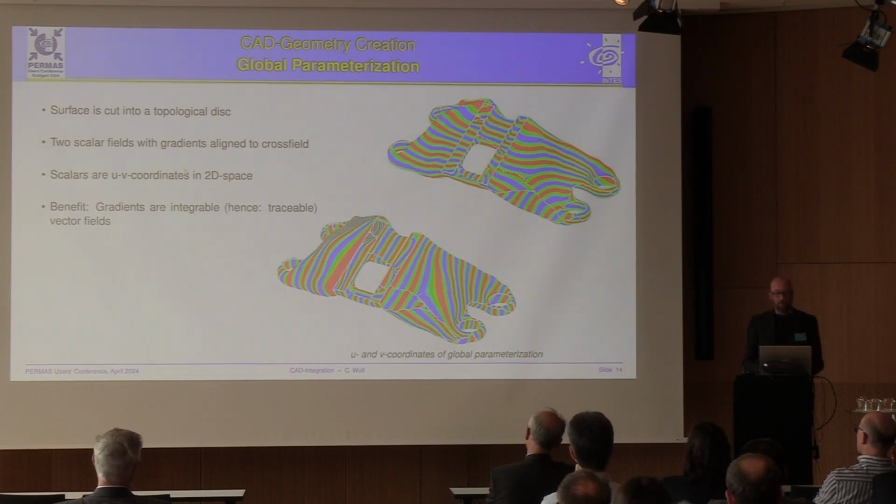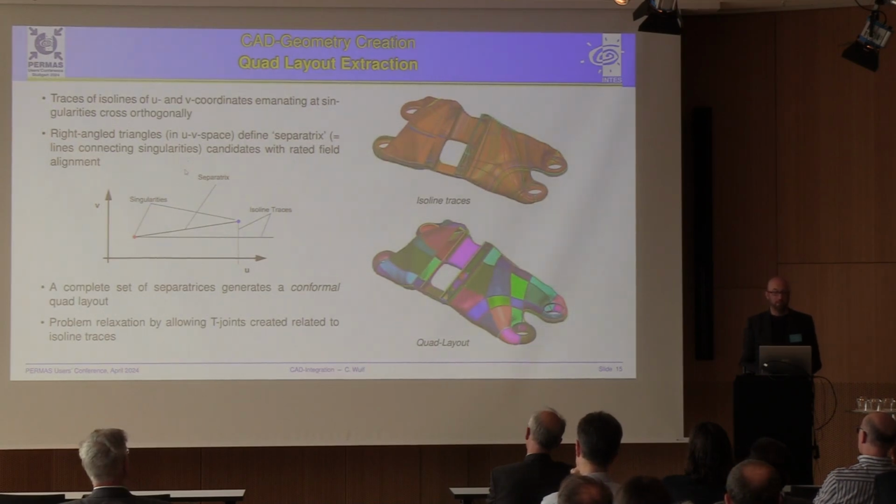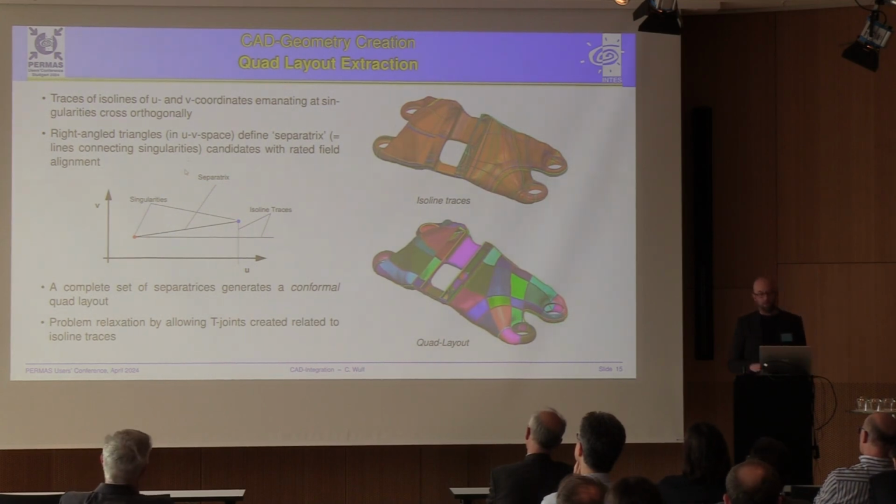So why are we doing this? These gradients, per definition, are integrable vector fields, and hence we can trace isolines along these UV coordinates. So when we now trace the isolines of these coordinates emanating from the singularities, these isolines or traces only cross orthogonally. This is a first step towards our quad layout.